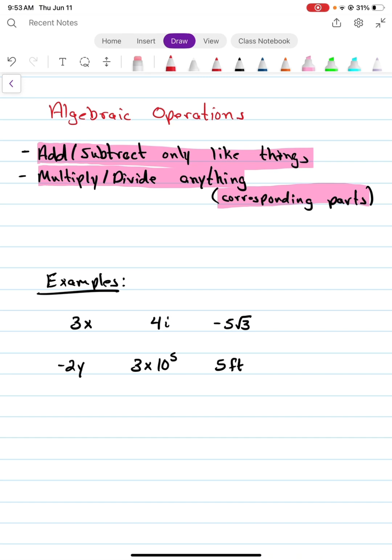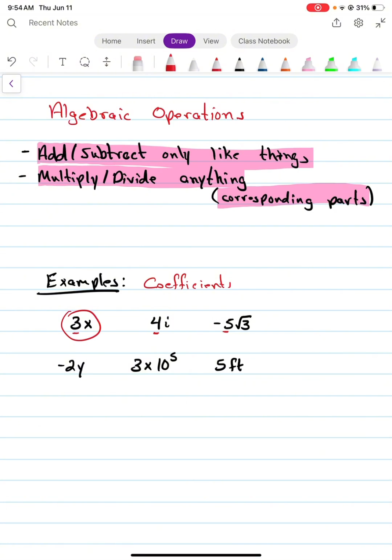Okay, before I go into this, I'm going to talk about a concept called coefficients. A coefficient is a number that's out in front of a variable, in front of a radical, in front of anything. The coefficient tells you how many of something you have. 3x means I have 3 x's. The number 4 tells me how many i's I have. The number -5 tells me how many root 3's I have. So again, a coefficient tells you how many of something you have.